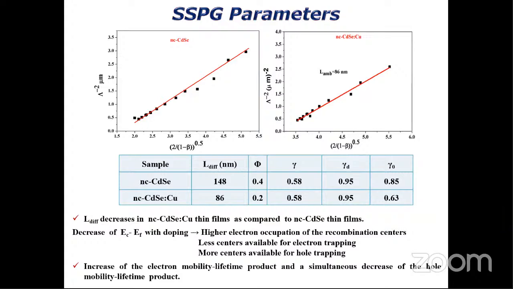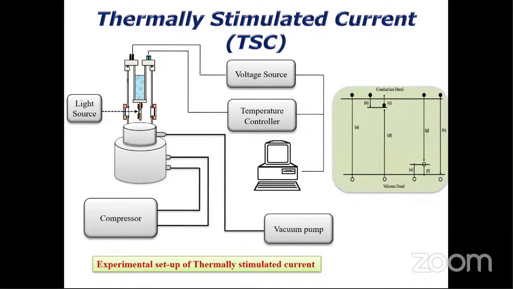available for electron trapping. Means when high electron occupation is taking place in the recombination centers, the number of defect centers is less, and in that case, for the trapping, fewer centers will be available for the electrons, and more centers will be available for hole trapping. And an increase of the electron mobility lifetime product and a simultaneous decrease of the hole mobility lifetime product is taking place, which is here.